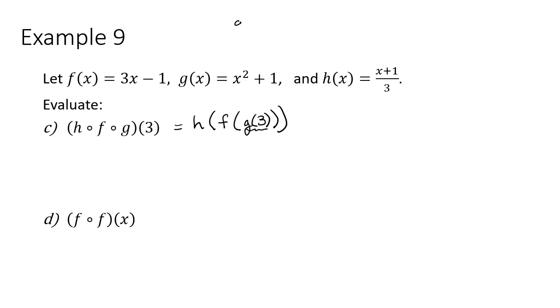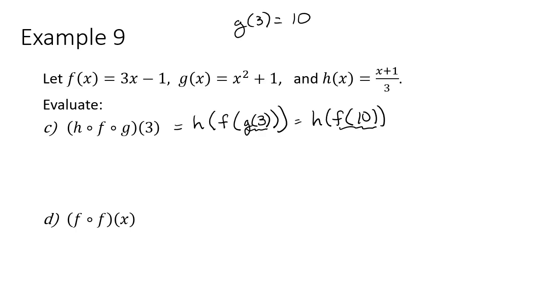So we'll begin with the g of 3. We plug that in, we would have 3 squared or 9 plus 1. So that would give us 10. So this then would be h of f of 10. We replace the g of 3 with the 10.